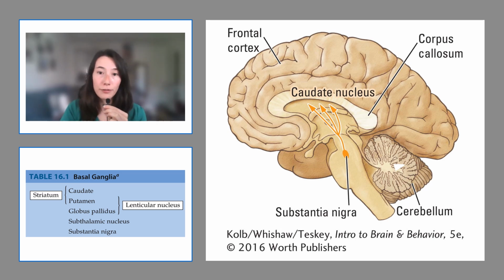And like I mentioned before, the substantia nigra is not in the same area as the caudate, the putamen, and the globus pallidus, right? But here you can see where it exists in the midbrain. They all find a way to communicate though, even though they're not exactly in the same area.